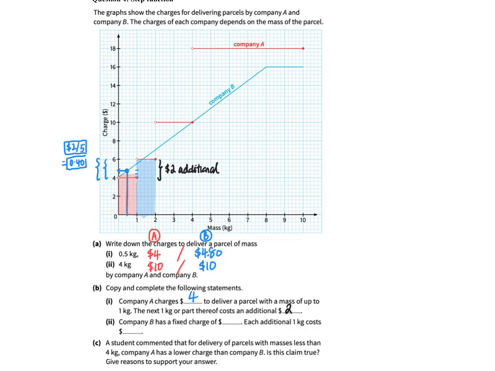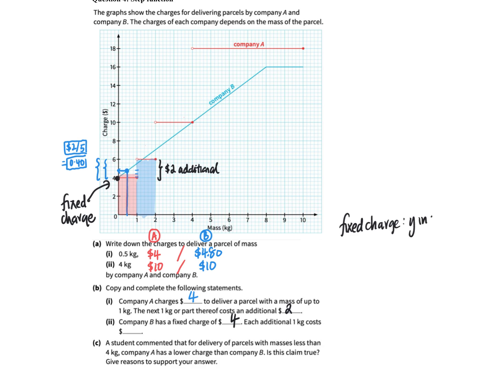Okay, then last, it says company B has a fixed charge of how many dollars? How do you find $4? Here? Yes. So this is the fixed charge. Meaning, even if I never deliver anything, as long as I engage their service, they charge me $4 first. So that is like the y-intercept. So fixed charge is your y-intercept.